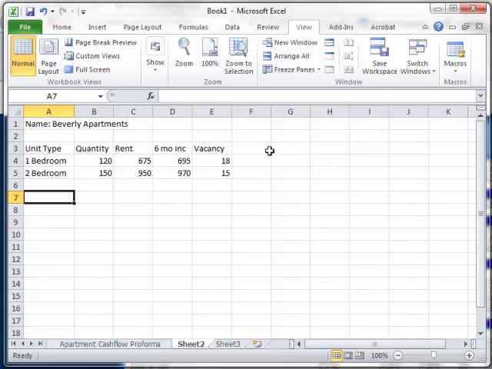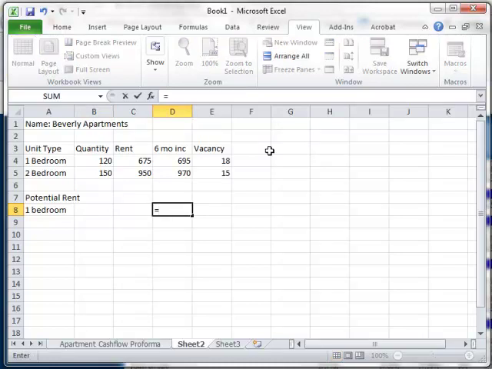Starting from today, we know that we're going to have 6 months of rent on all of our 1-bedrooms, 120 1-bedrooms at $675, and then we're going to have 6 months of rent at $695. So let's figure out what our potential rent is for our 1-bedroom units. And that is going to be, we'll do the first 6 months, and we will multiply simply our 120 times our first 6 months rent. And how many months was that? 6. So $486,000.